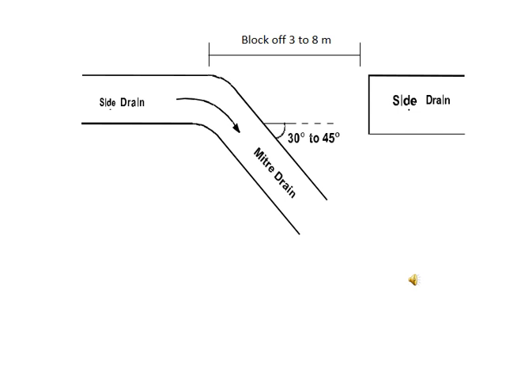So in this case, you see the side drain, so there is water flowing into the miter drain at a 30 degree or 45 degree angle, and also we have allocated a block of 3 to 8 meters. So this is the diagram, construction of the block off of the side drain and the miter drain.